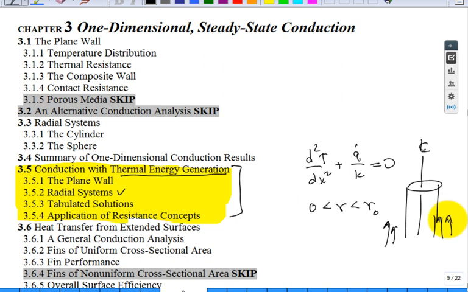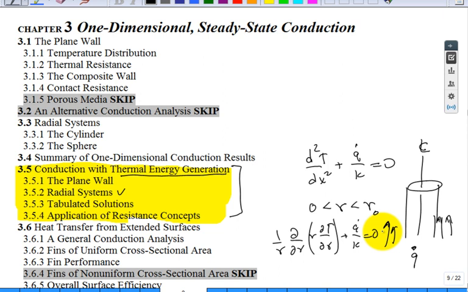And so there's a good example of a cylindrical solid rod, radius R naught, with Q dot heat generation inside. What's my governing differential equation? 1 over R, derivative with respect to R of R times derivative of temperature with respect to R, plus Q dot divided by K is equal to 0. Solve for the temperature distribution.